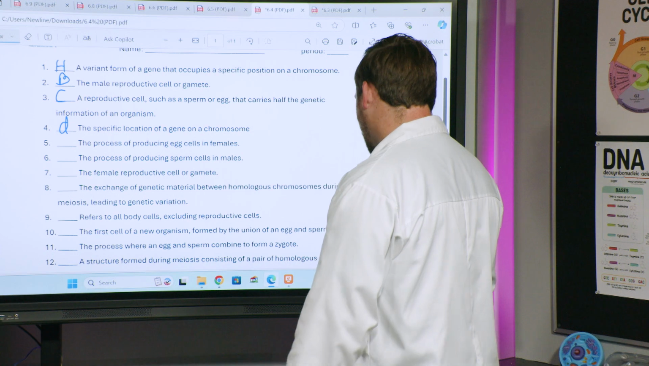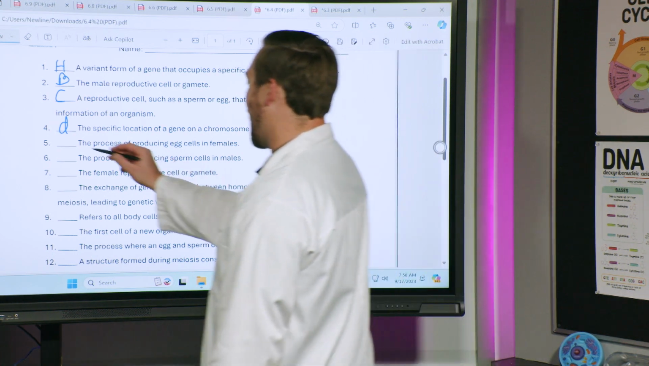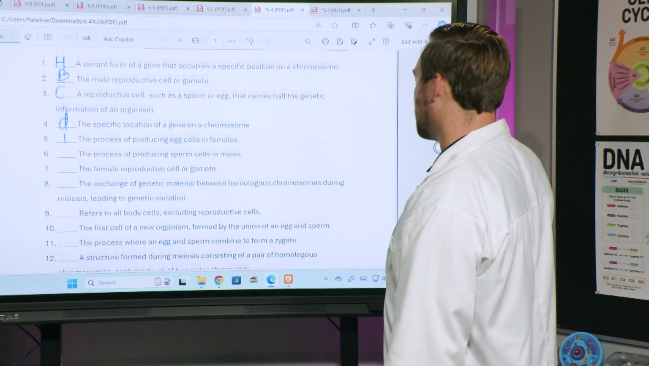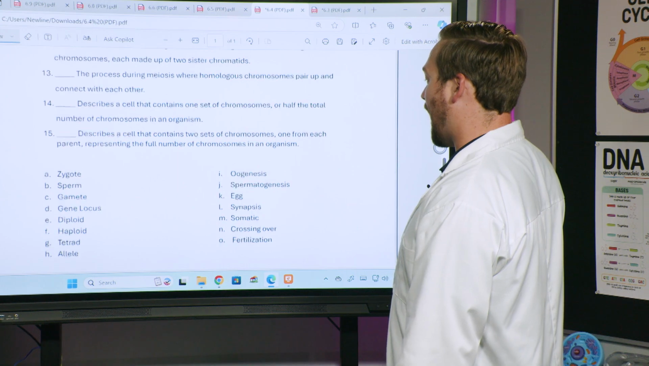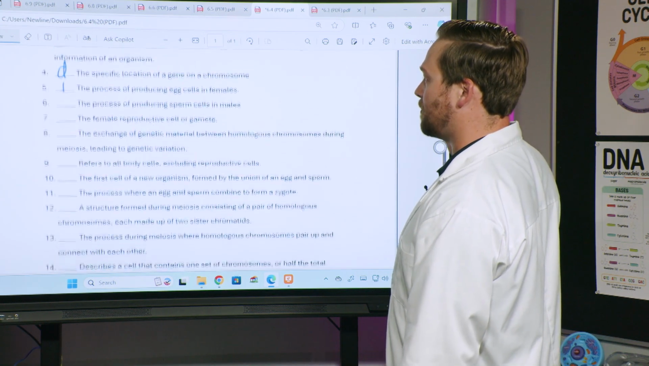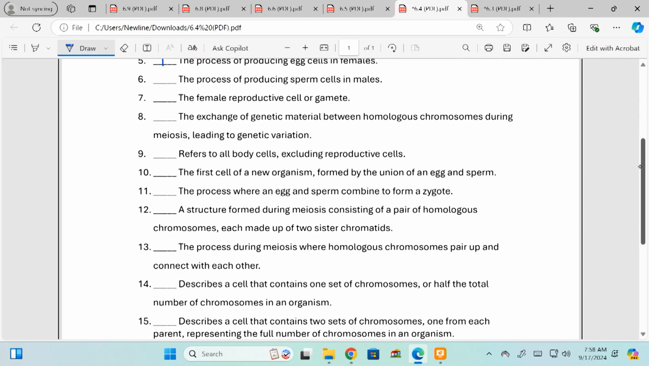So for this one, I think we should go with the letter I. Let's make sure I is oogenesis. I is oogenesis, great. Okay, let's keep it going here. So I'll pick up with 6.